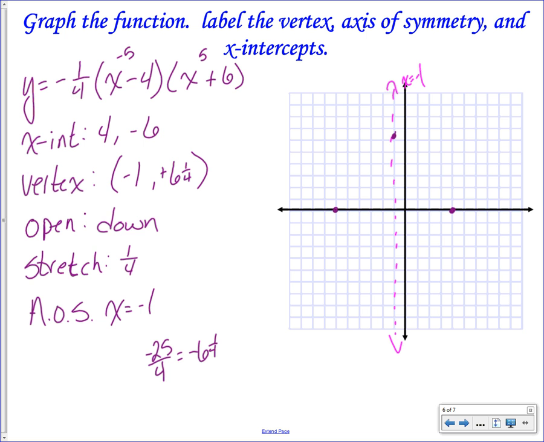Okay? If I go over 1, I go up 1 squared times a 4. What's 1 squared times a 4? 1/4, so I'm going to go over 1, down a fourth, which puts me right there. And really, I only need those 3 points. 5 points. There you go. Okay. And that's it? Yeah.